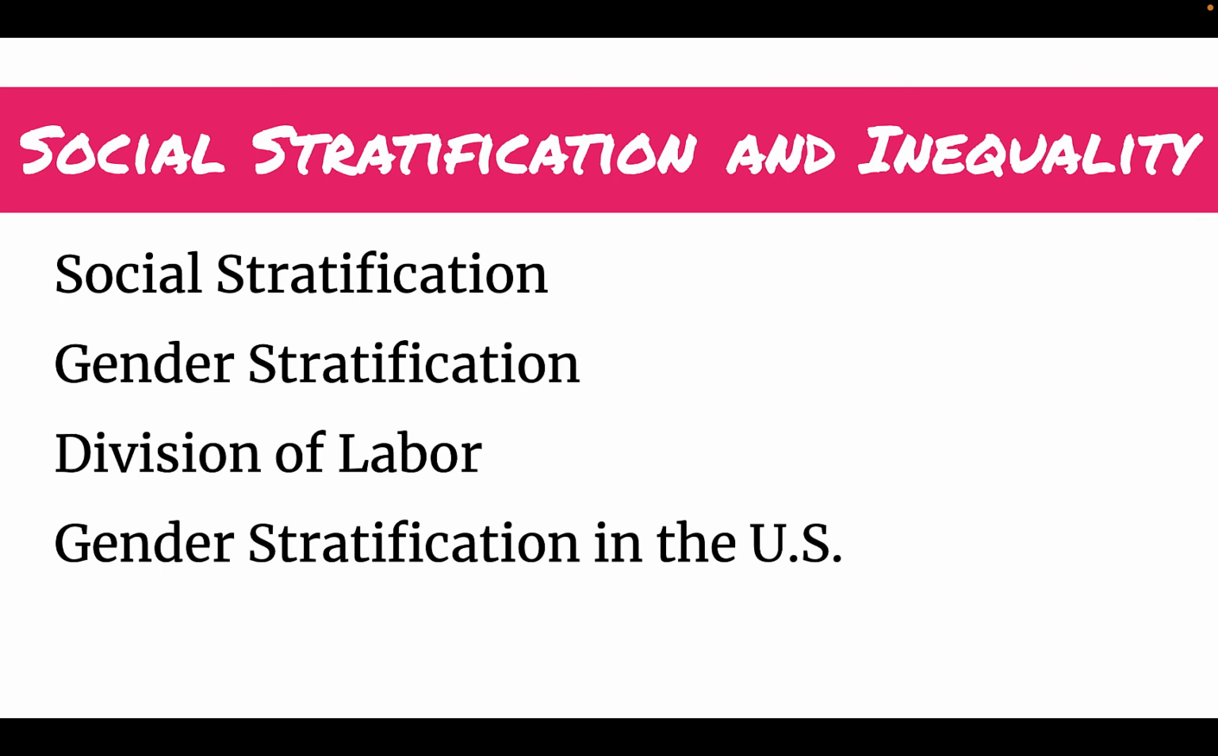Before 1920, women were not allowed to vote. Before 1963, employers could legally pay a woman less for the same exact job. And before 1973, and now in 2022, women do not have a right to a safe and legal abortion.